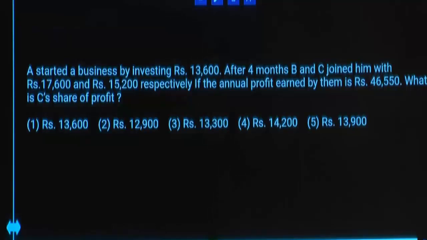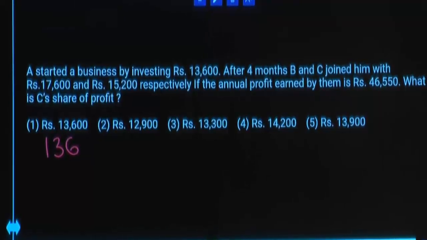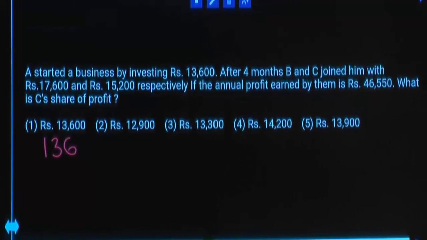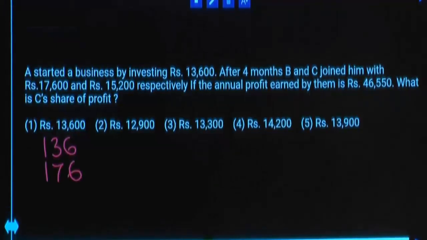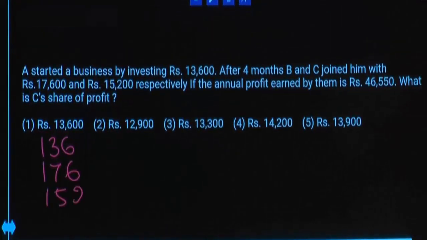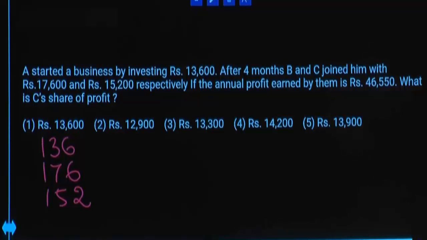A started a business by investing 13,600. After 4 months, B and C joined with 17,600 and 15,200. Annual profit earned was 46,550. C's share of profit is?